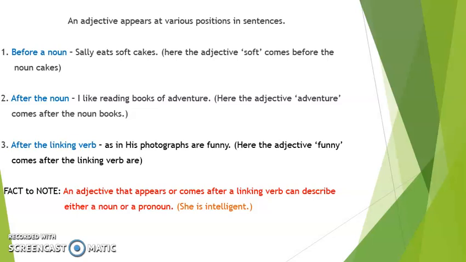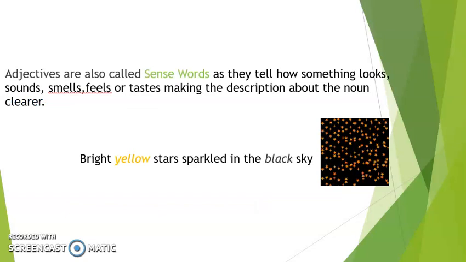It can also describe a pronoun, as in, she is intelligent. So is the linking verb that connects she and the adjective intelligent, because intelligent is an adjective that tells something about the pronoun she. So this is a fact that you have to remember. An adjective that appears after a linking verb can describe either a noun or a pronoun. So I gave you the definition of an adjective, I have given you plenty of examples, and I told you the various positions where adjectives can appear.